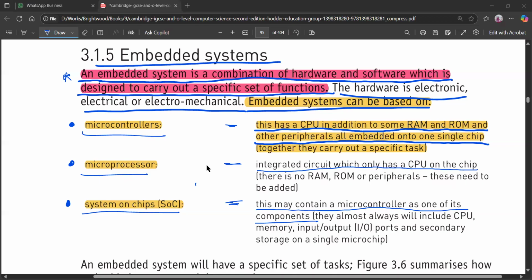You can write these as the components of what? Components of embedded systems. What are the components there? Microcontrollers, microprocessors, and system on chips. Okay, write them quickly.